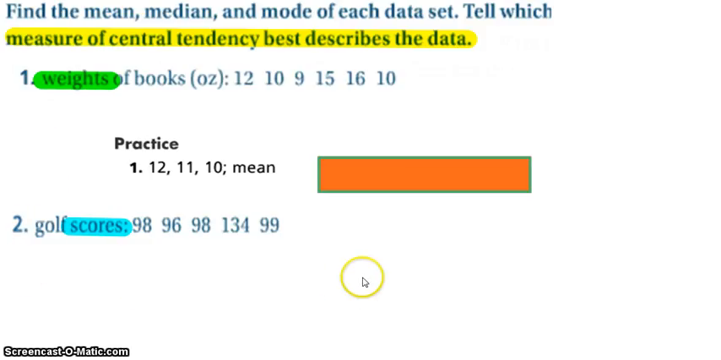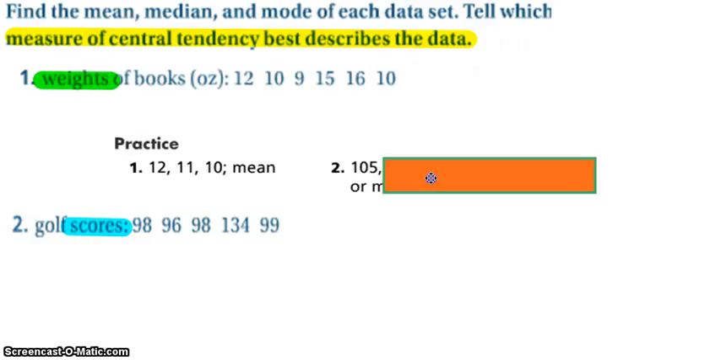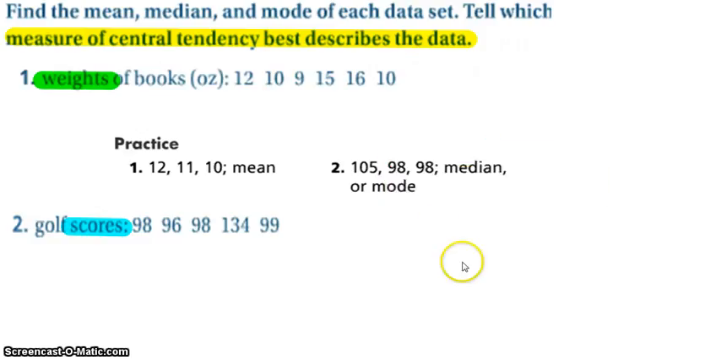Our golf scores here, we would again average and then divide by the 5 scores that there are, so we find that we have 105 for that mean. Our median becomes 98, and our mode is also 98, so our median or our mode would be good descriptors of the golf scores.